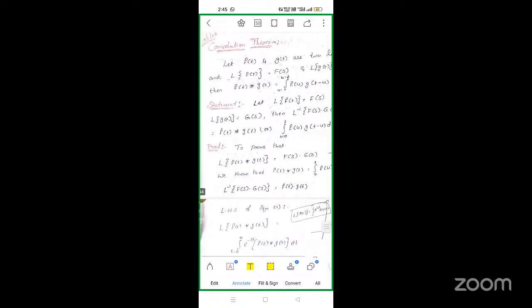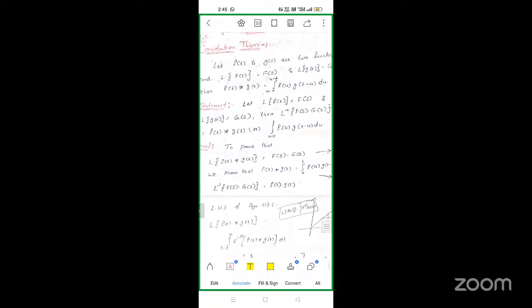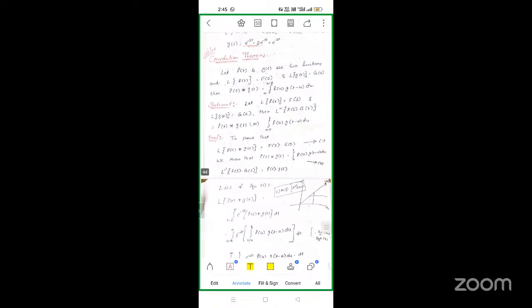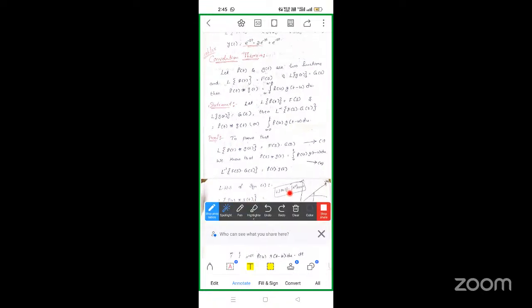So, the convolution theorem. This is a very, very important theorem, the convolution theorem. The applications of the theorem are very important. So, the convolution theorem: let f of t and g of t be two functions.